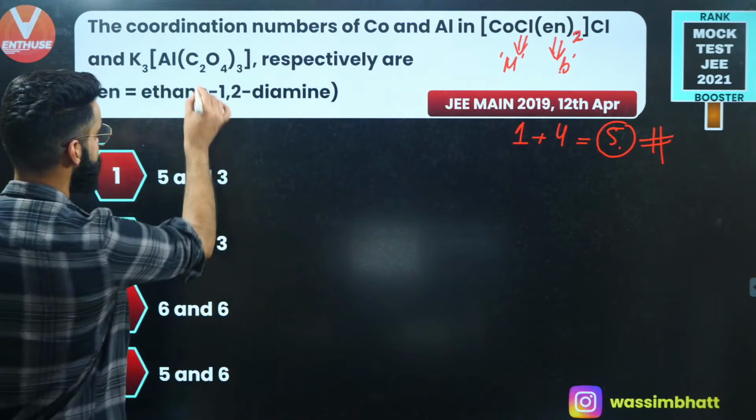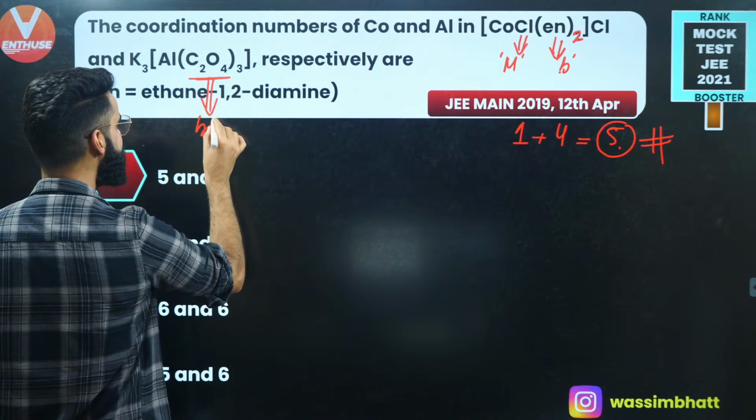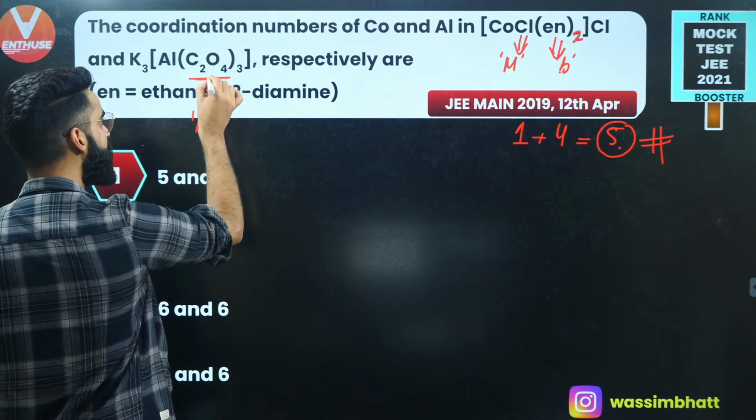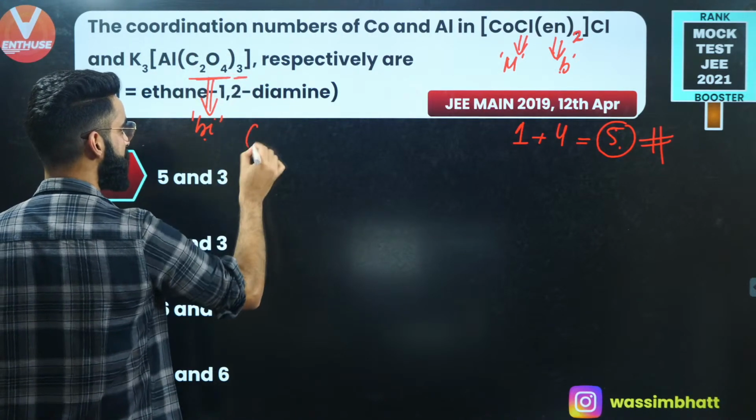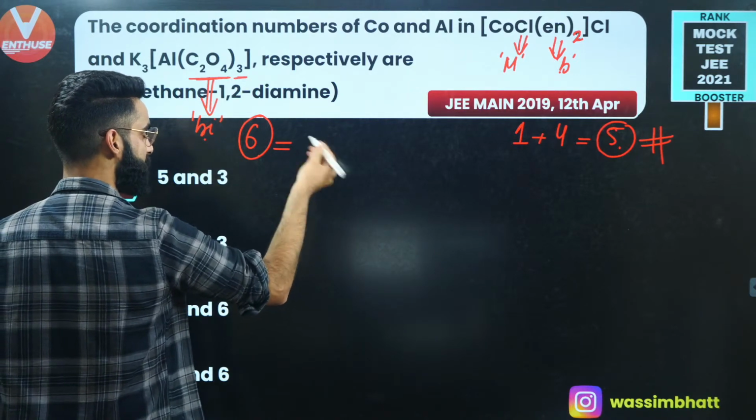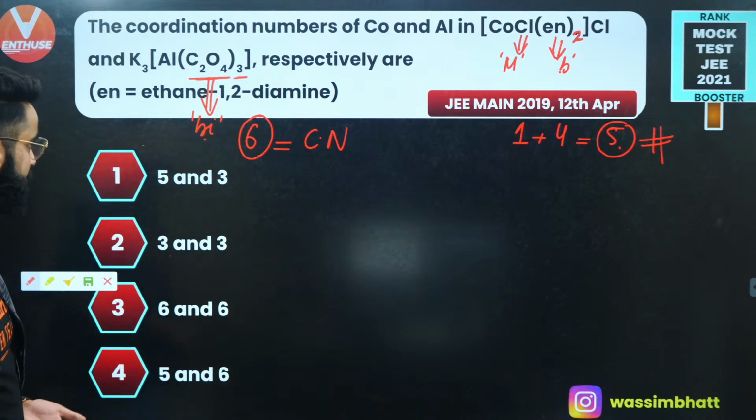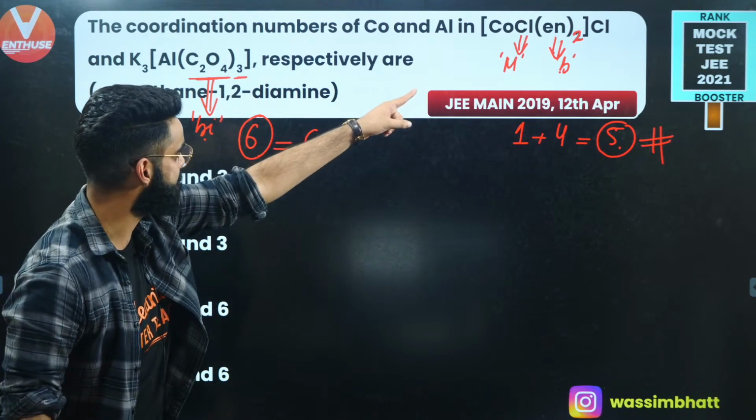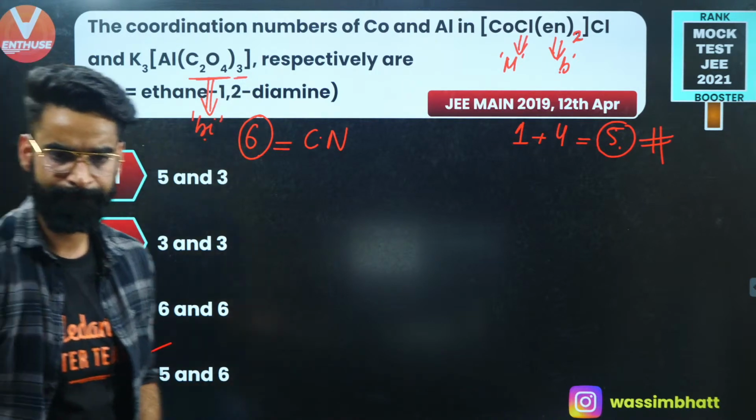Now similarly in this case, we have got the oxalate ion as the ligand, and it is a bidentate ligand. So one oxalate ion forms 2 coordinate bonds, so 3 oxalate ions are going to form 6 coordinate bonds. Whatever is the number of coordinate bonds formed with the central metal atom defines the coordination number, right? So the coordination number in the first case is 5, in the second case it's 6. So 5 and 6 is the fourth option, yeah?